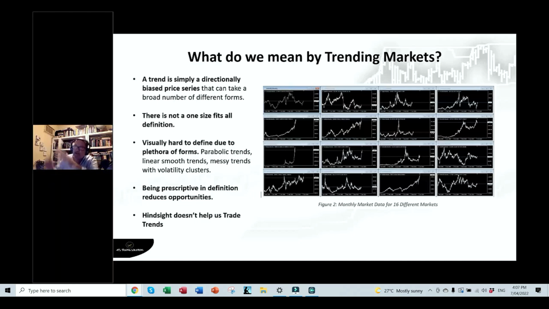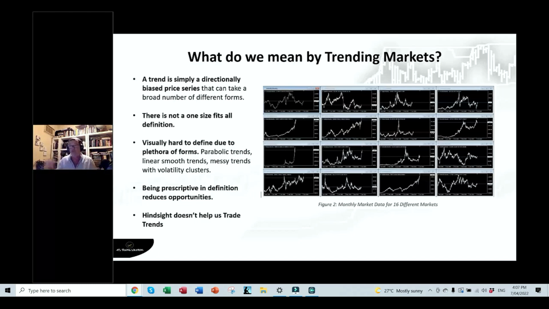In terms of our definition, a trend is simply a directionally biased price series that can take a broad number of different forms. There is not a one-size-fits-all definition. As we're all aware, everyone interprets trends differently. All we're after here is some indication that there is some directional bias in that price data. That's all we're after. They're visually very hard to define due to the plethora of different forms they take.